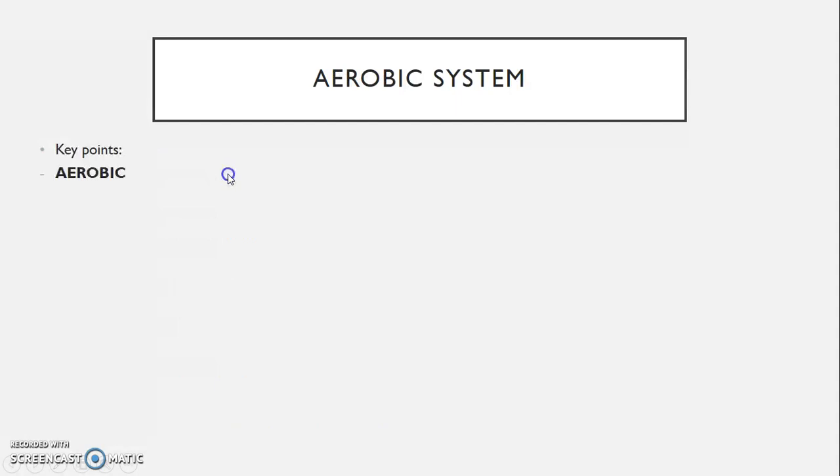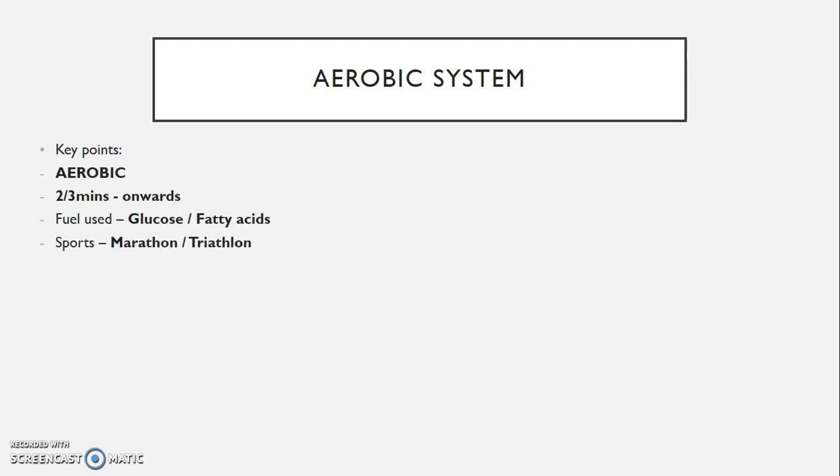Finally, the aerobic system. So it's aerobic. Okay, we use oxygen during this system. It goes from 2 to 3 minutes onwards. The fuel used is glucose and fatty acids. It's really important you understand the fuels that are used. So it's glucose and fatty acids. Sports, marathon and triathlon. Okay, so the aerobic system is split up into 3 kind of subsections that you need to be aware of, you need to know. And I'm just going to go through them now.